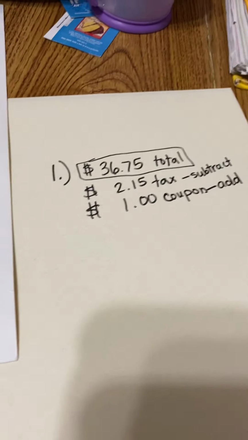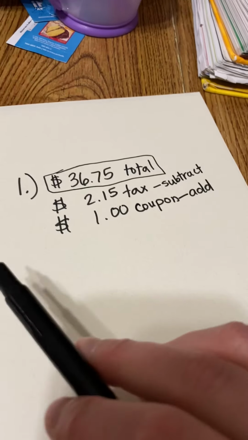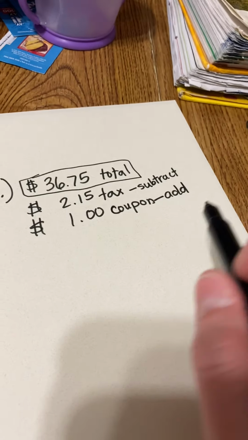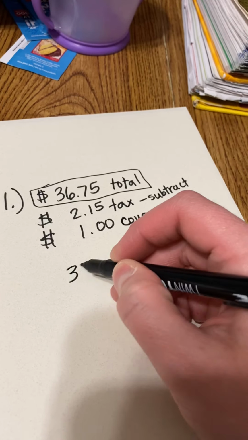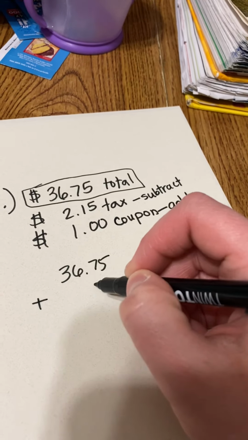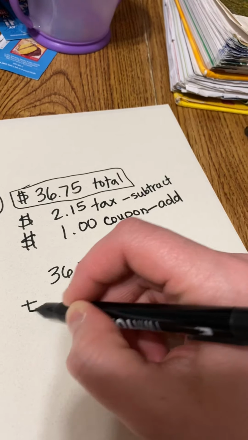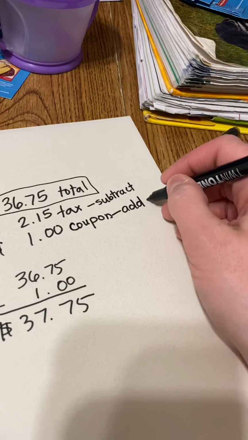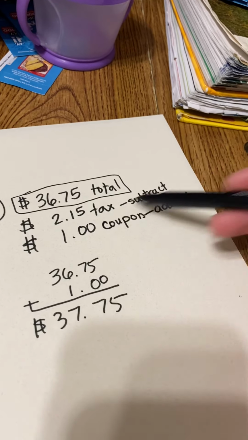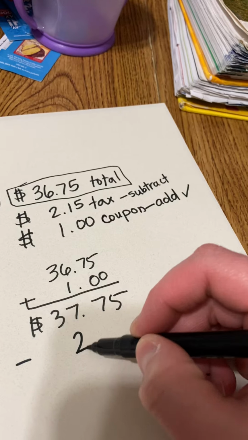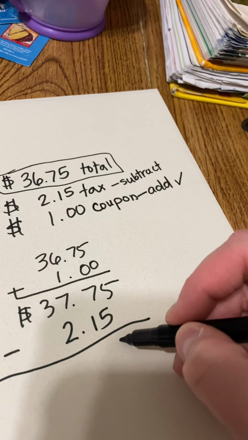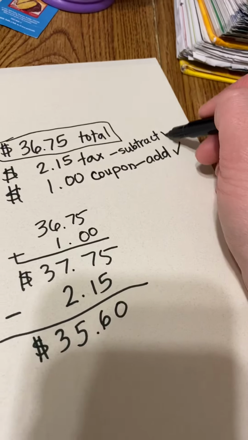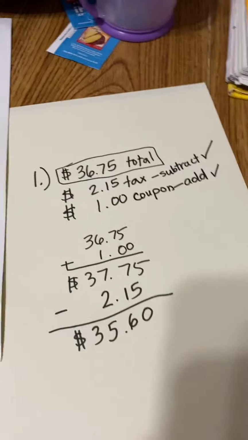Okay, so the first thing we need to do is just follow along. So I'm going to take my total, and I feel like doing the coupon first. So I'm going to add $36.75 and add my dollar, which obviously we know that makes $37.75. Okay, so now I'm done with the coupon, and then I need to subtract my tax. So now I'm going to subtract $2.15. 0, 6, 5, 3.